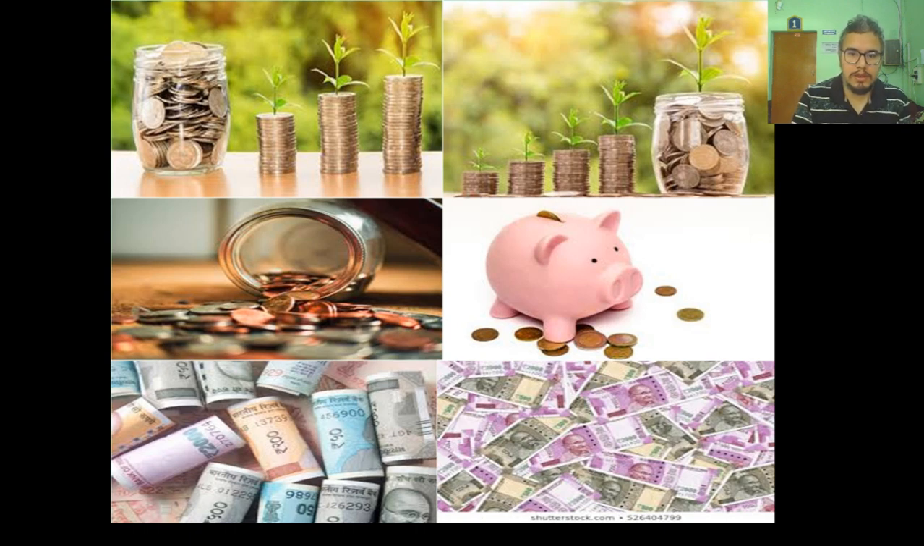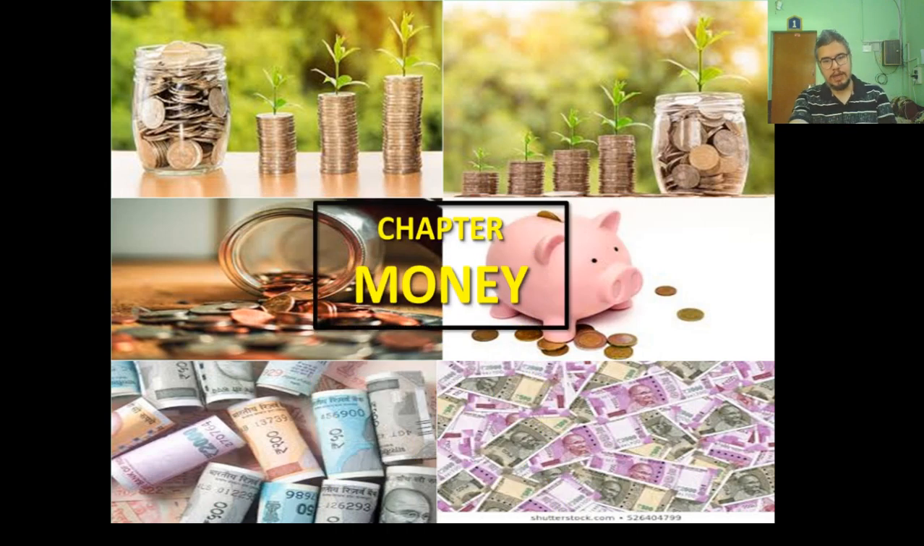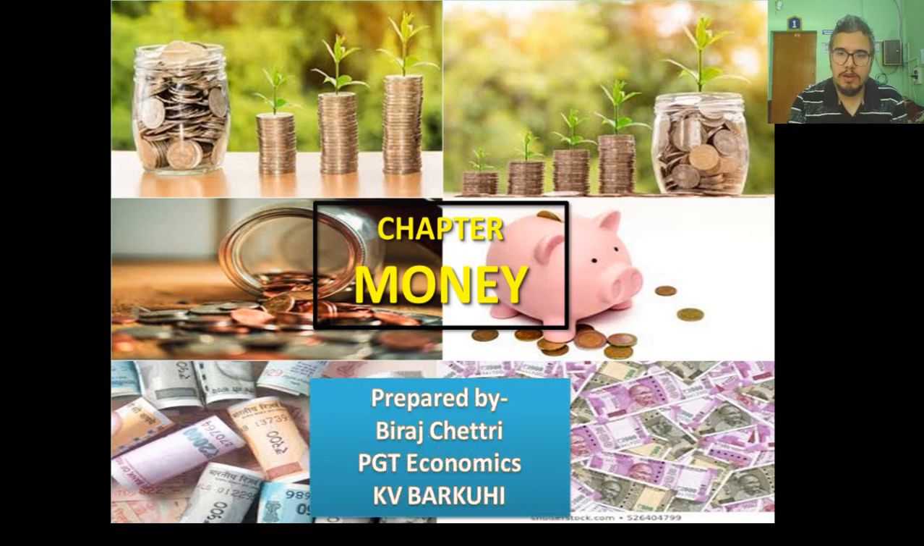If you have joined me for the first time today, let me inform you that we have been discussing the chapter money, and we have already discussed the first part of this chapter, that is the meaning of barter system, its limitations, and the definition of money and its components. So that was the first part which we discussed in our previous class. Today we will be discussing the second part of this chapter. Without much delay, let us start with today's lesson.